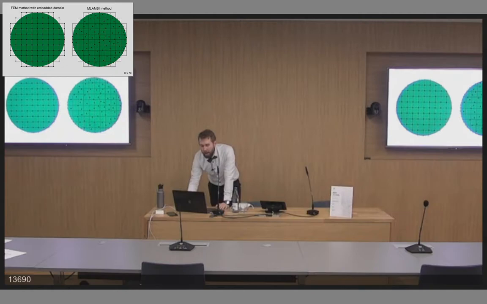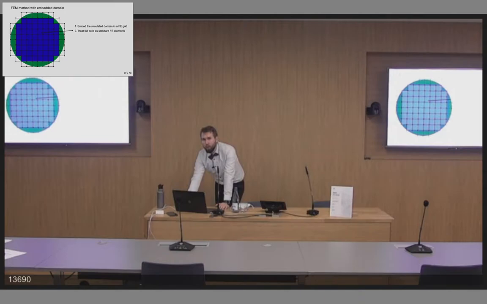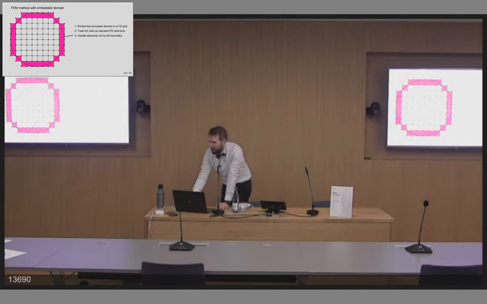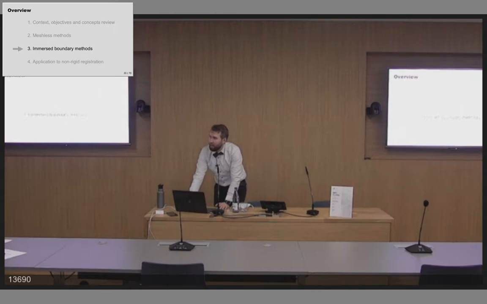So in this case, the steps are simply: embed the simulated domain inside the finite element grid, treat every full cell, so the elements that are lying completely inside the domain, as standard finite element method, and concentrate on or handle the elements that are cut by the boundary. And this is the new numerical challenge, right? We need to find a way to deal with those elements. Now, embedding a simulated domain or some boundaries inside a finite element mesh is a concept called immersed boundary methods or fictitious domain methods. There are different names, and it's a whole research branch, actually. So we started looking in these directions.